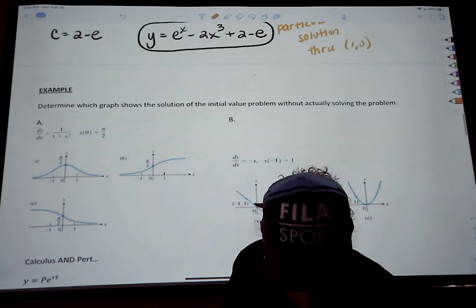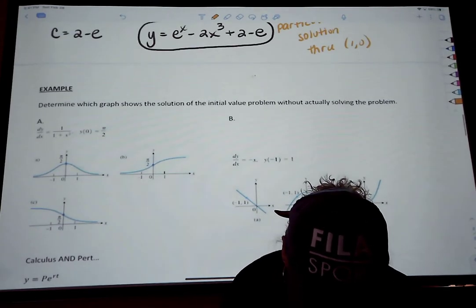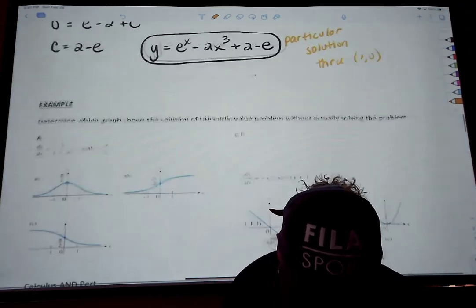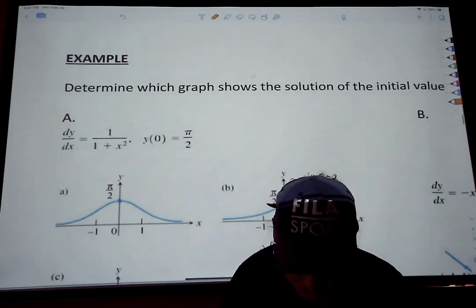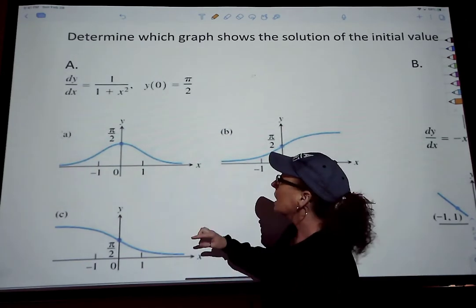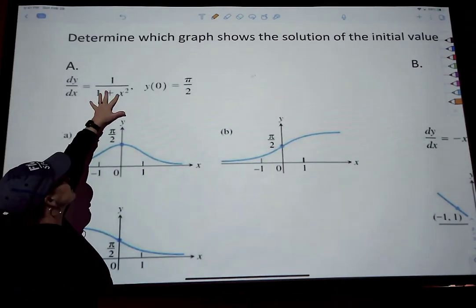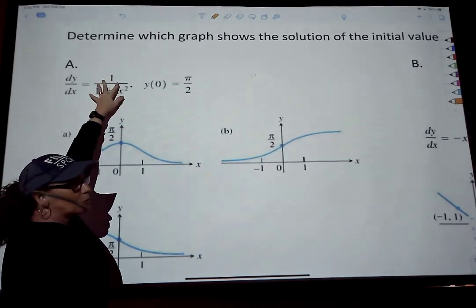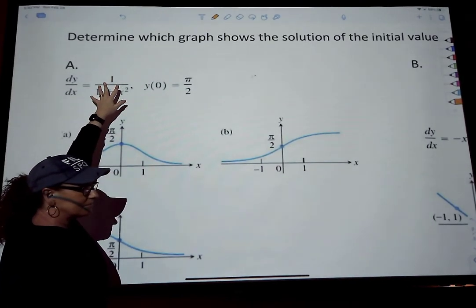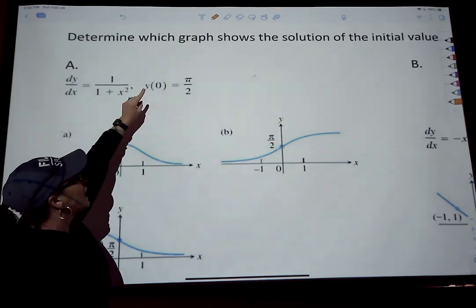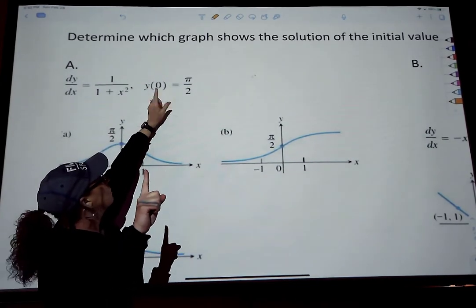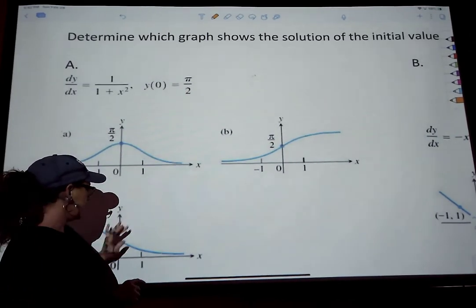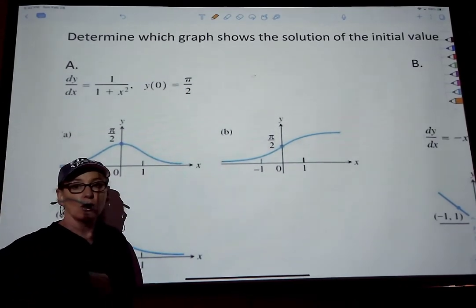Alrighty, moving on. These are kind of cool. Without actually solving the problem. Okay, so here's what this is saying. Here's a differential equation. So this represents the slope of y. I know 1 point on y. 1 point is 0, pi over 2. Which one of these could be our y graph?